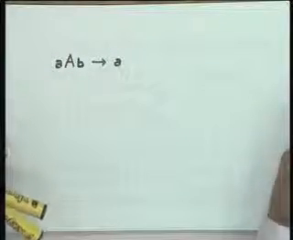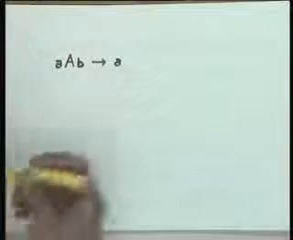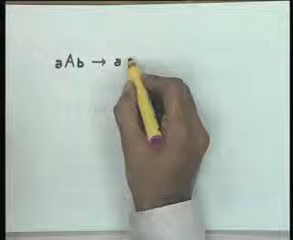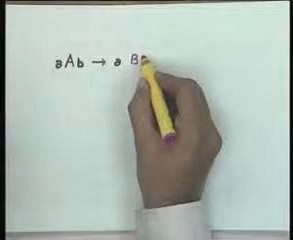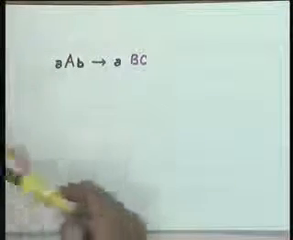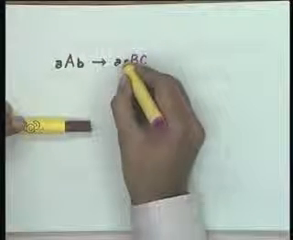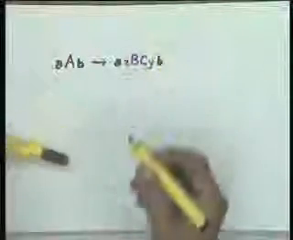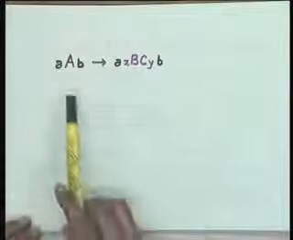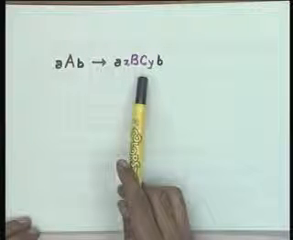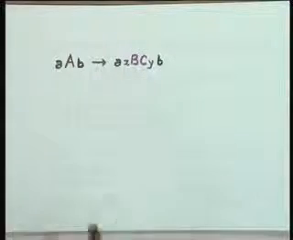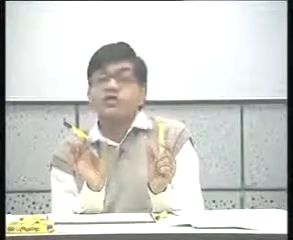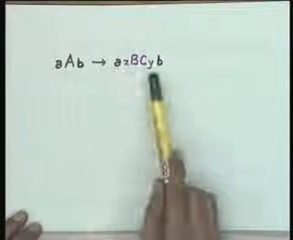I can replace A by, let's say, some B, C, and maybe some X and Y padded around it. So what this production says is that I can replace A by the string X, B, C, Y only if on both sides of the A I have small a and small b appearing, otherwise I cannot do that. In that sense, this production is context sensitive.